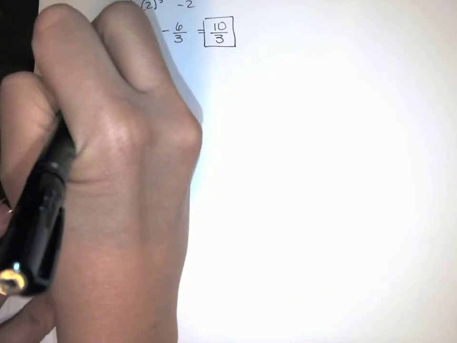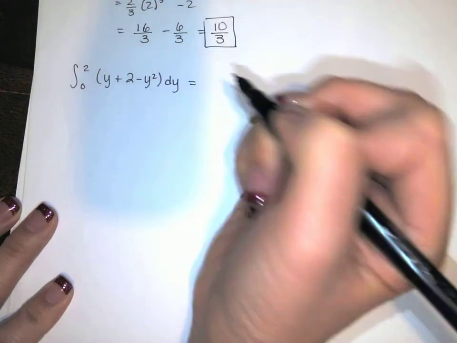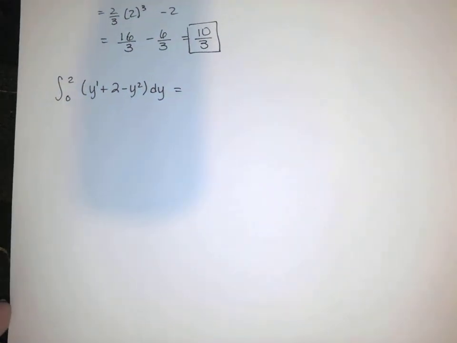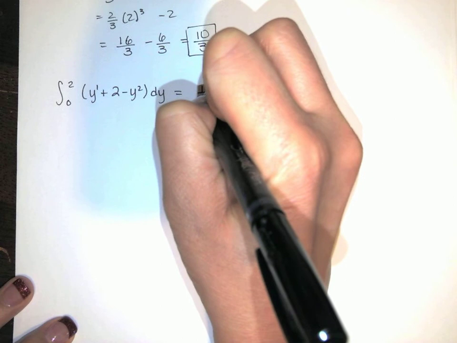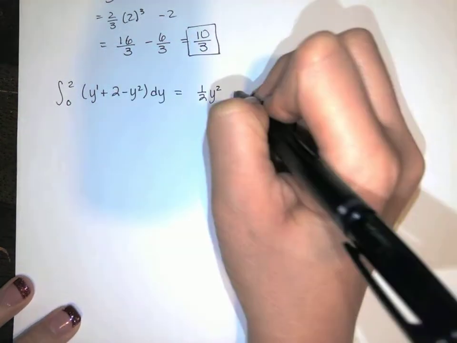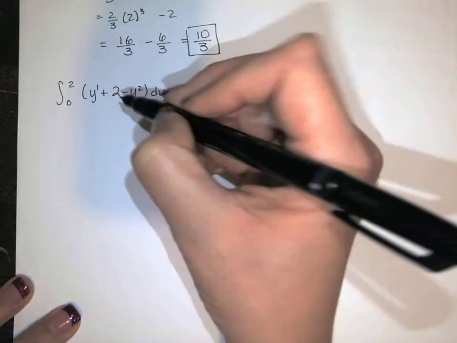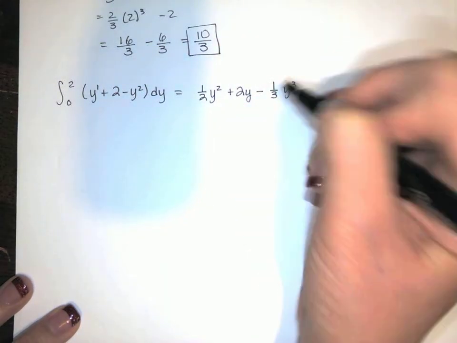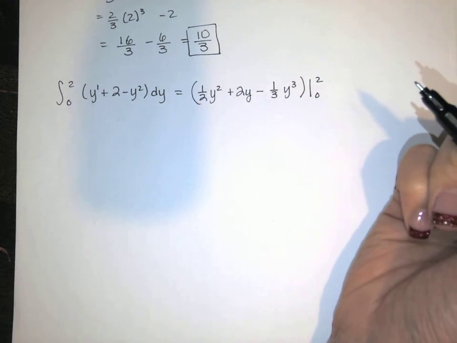So I've got the integral from 0 to 2 of y plus 2 minus y squared, dy. There's an implied 1 there. So you want to add 1 to the exponent, divide by the new exponent. The antiderivative of a constant is your constant times your variable. Here, bring the negative down. Add 1 to the exponent, divide by the new exponent. Plug in 0 and 2 and subtract.